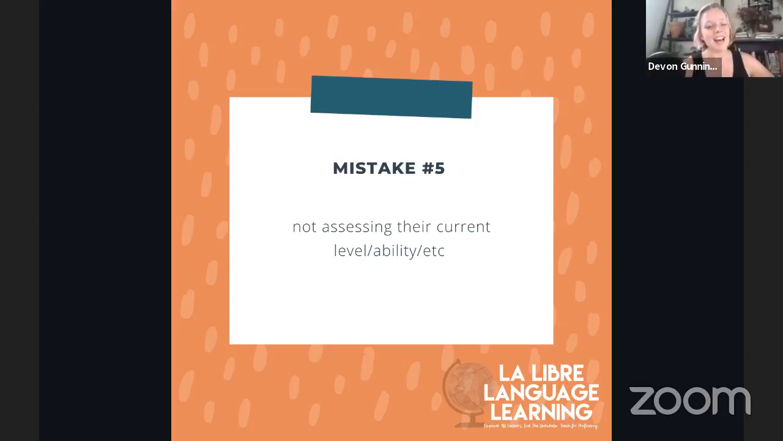Mistake number 5 is not assessing their current level, ability, whatever you want to call it, wherever they're at in their current proficiency. Now, it doesn't mean that you're giving them a test. It just means that you don't have an idea of exactly where they're at. You're just assuming that because they made it to level 2, they must be at this, this, and this. This is a mistake because your students are probably all over the place.